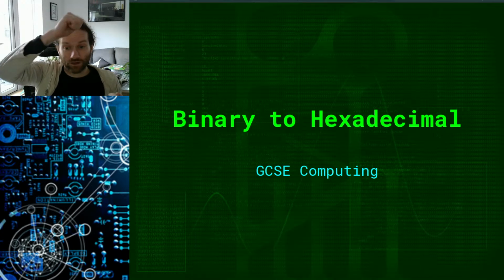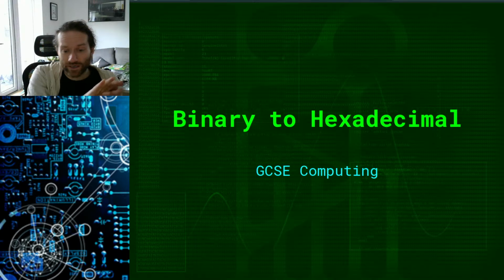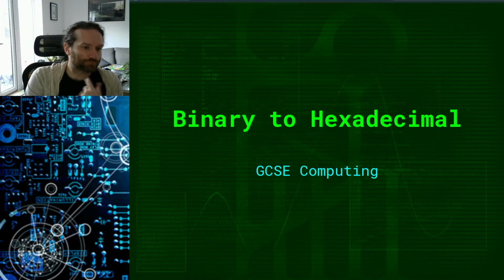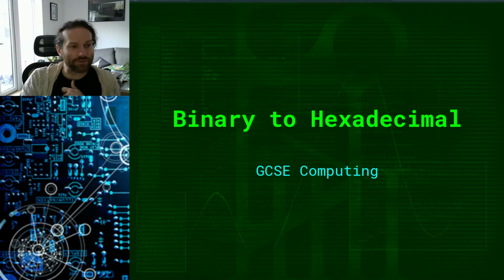So what we're going to have a look at tonight is converting binary to hexadecimal and converting hexadecimal back to binary. We will also look at converting denary to hexadecimal and converting hexadecimal back to denary. And maybe if there's time, we'll have a look at how binary is used to store text, graphics, and sound. But I suspect that might have to wait.